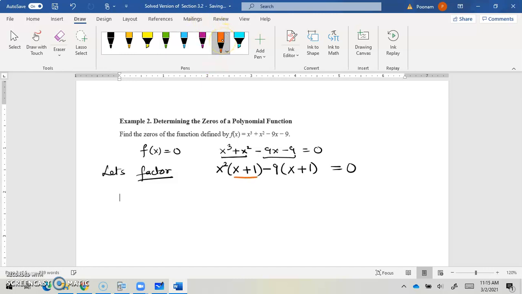Now x plus 1 is a common factor in both of the terms. I can factor out x plus 1. What will be left here? x squared minus 9 is equal to 0.